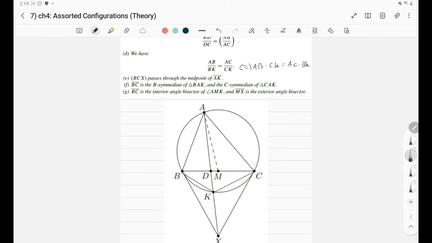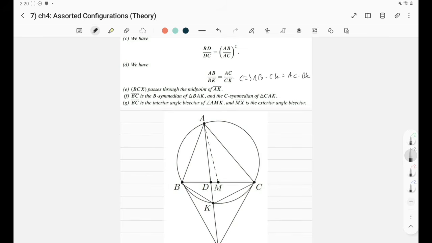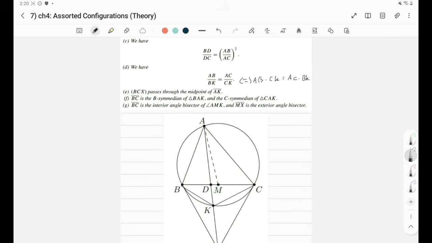And we'll see later that this quadrilateral ABKC is something special. We call it a harmonic quadrilateral. We'll see that later, and we'll be dealing with this in another chapter, I think chapter 8, the harmonic quadrilaterals or the projective geometry. Yeah, this will be very, very nice. But anyway, we'll discuss that later. For now, we can just move on to property E.